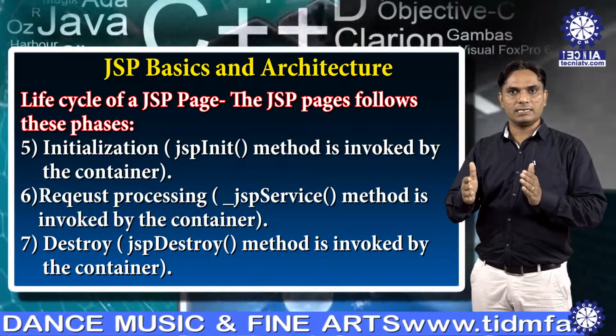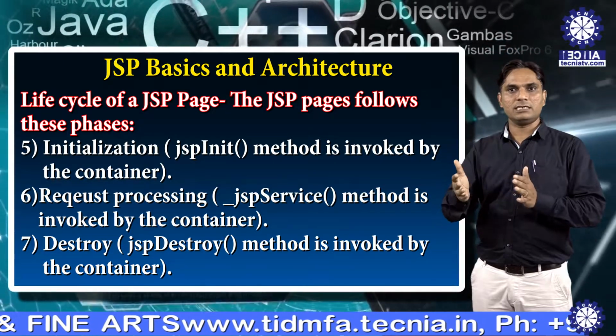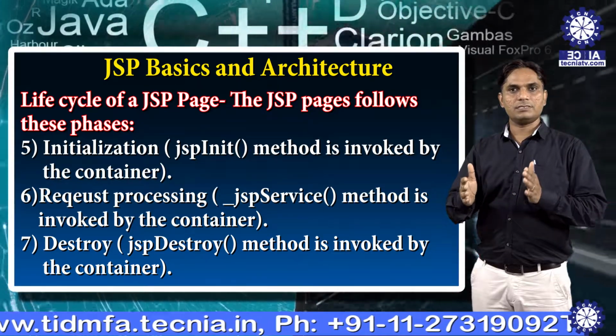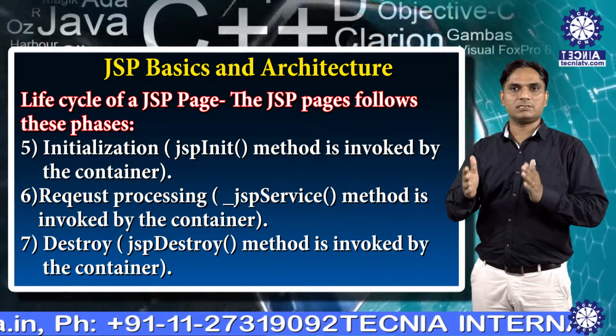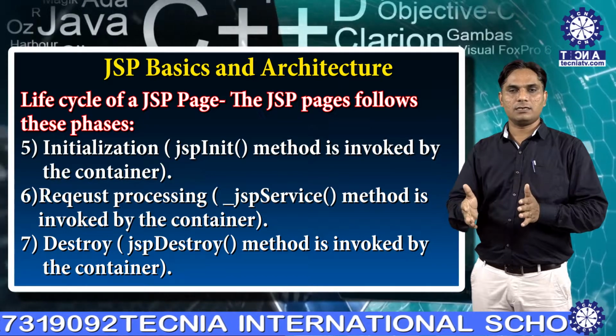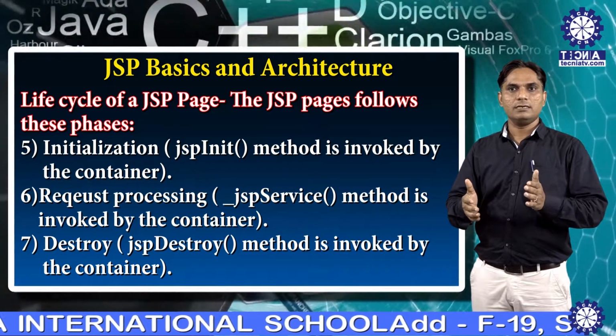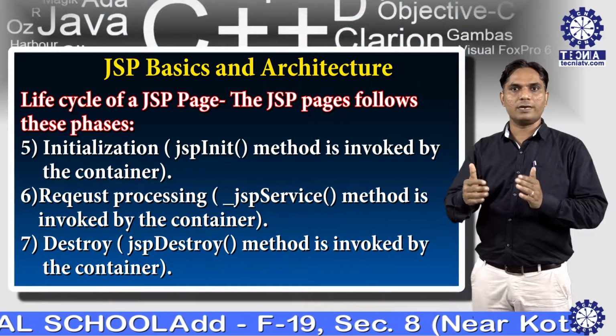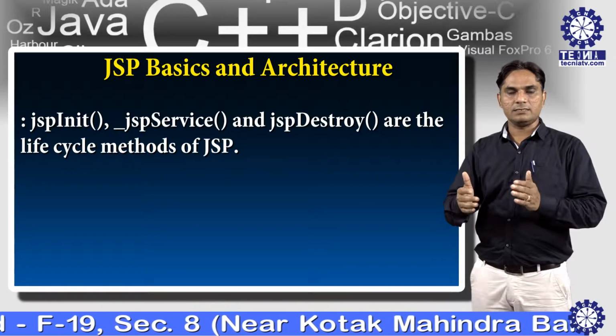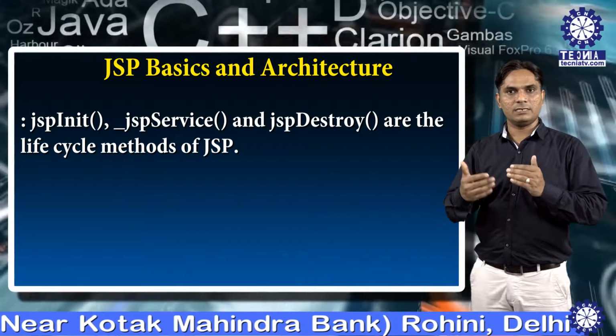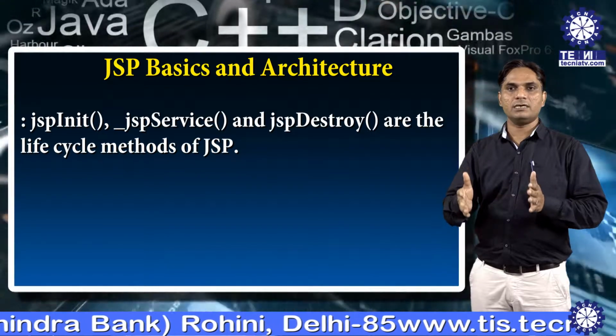Number 5, initialization. The jspInit method is invoked by the container. Number 6, request processing. The _jspService method is invoked by the container. Number 7, destroy. The jspDestroy method is invoked by the container. jspInit, _jspService and jspDestroy are the life cycle methods of JSP.